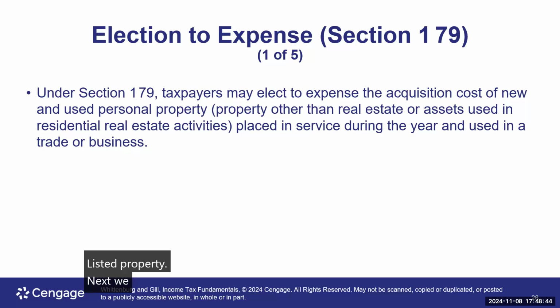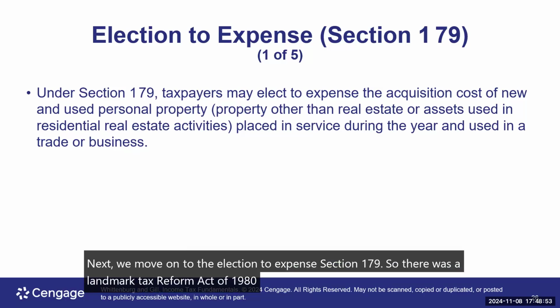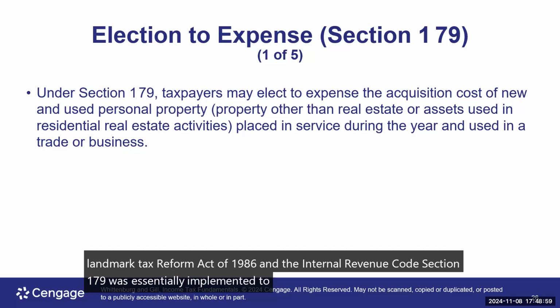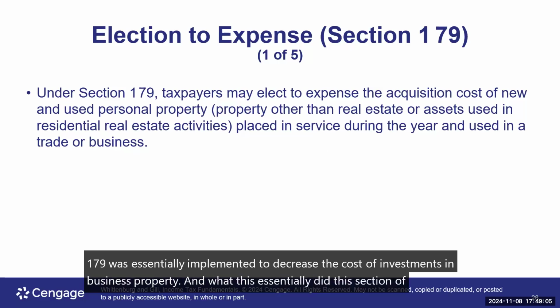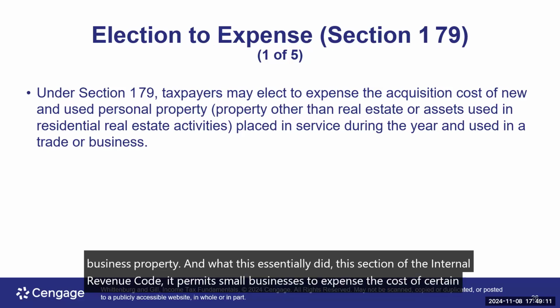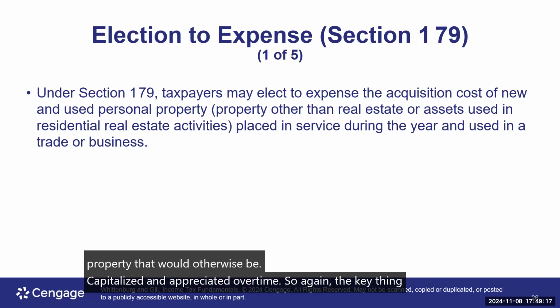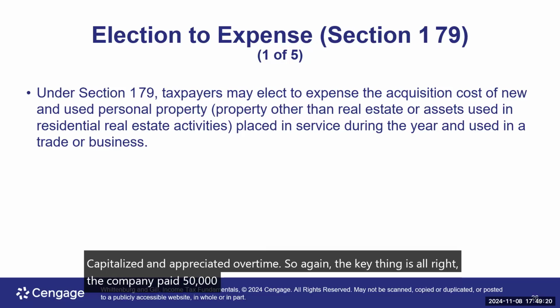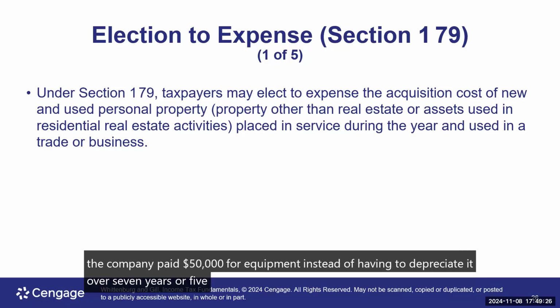Next, we move on to the election to expense, Section 179. There was the landmark Tax Reform Act of 1986, and Internal Revenue Code Section 179 was essentially implemented to decrease the cost of investments in business property. This section of the Internal Revenue Code permits small businesses to expense the cost of certain property that would otherwise be capitalized and depreciated over time. So again, the key thing is, the company paid $50,000 for equipment. Instead of having to depreciate it over 7 years, or 5 years, depending on the type of equipment.